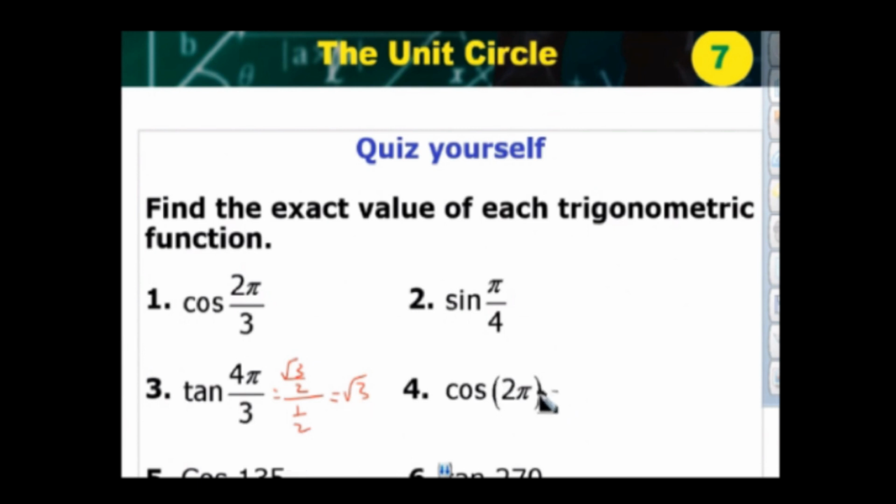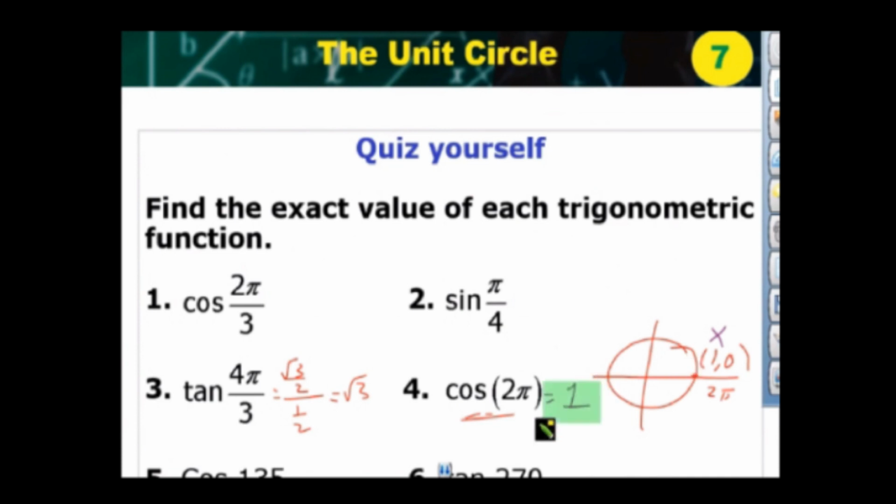And then cosine 2 pi. Well, come on. I don't even have to go back there. 2 pi is this guy here. This is 2 pi and 0. Remember the coterminal angles? This is 1, 0. Cosine is just the x part of it. So it's going to equal 1.